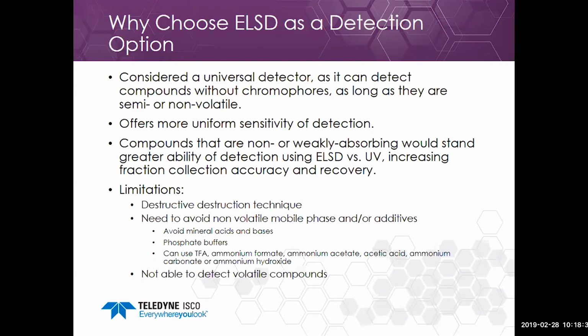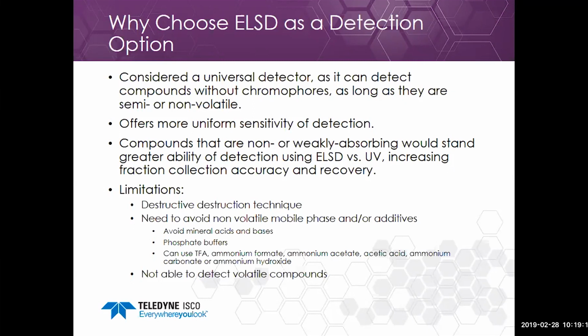Compounds that are non or weakly absorbing via UV or UV-Vis would stand a greater ability of detection using ELSD. This would increase your fraction collection accuracy and recovery. And the limitations, I point out this is a destructive detection technique. Apologies for the typo. You will lose a little bit of your sample to the ELSD for detection. This is usually less than 5%, and usually less than 1%, especially at higher flow rates on the prep system.